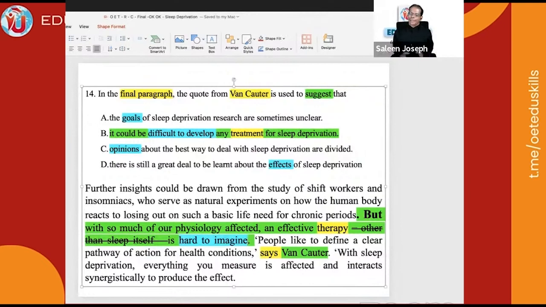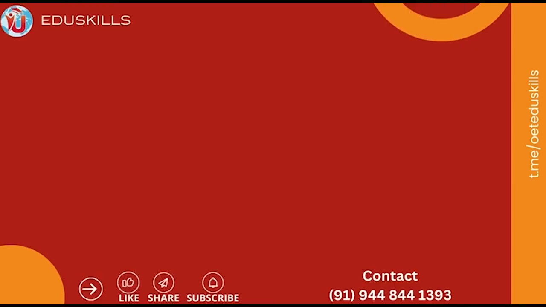So, as I said, once you are competent, as soon as you see a contrast word, soon after that there is an answer. We have seen hundreds of examples and it has happened. And people like to define a clear pathway of action, says one cutter. With sleep deprivation, everything you measure is affected and interacts synergistically to produce the effect. Again, the same thing is explained. With sleep deprivation, every organ, every part is affected. Synergistically means together, combined, to produce the effect. Got it? Is that clear? Yes.